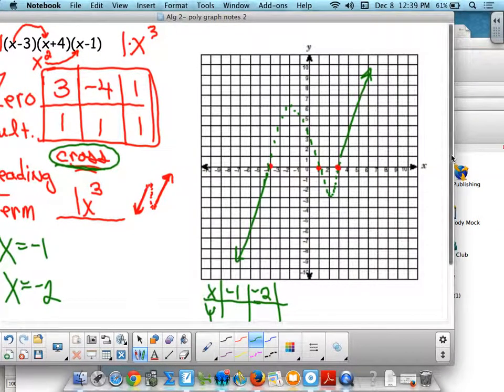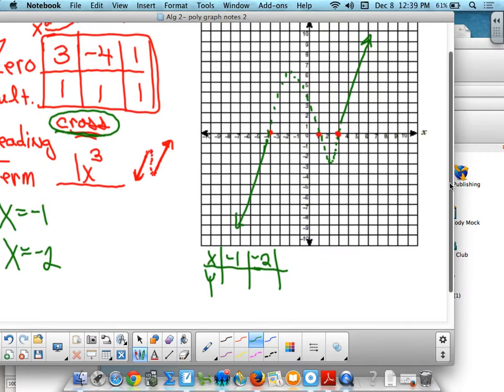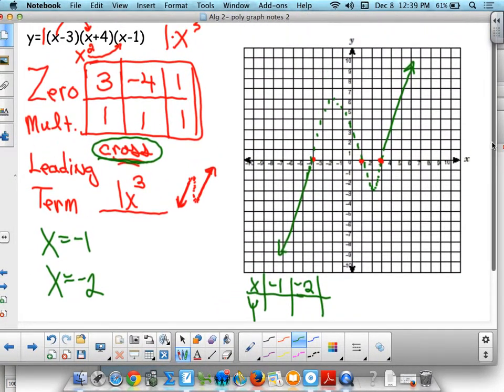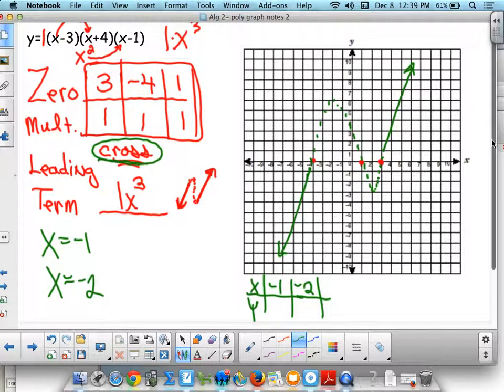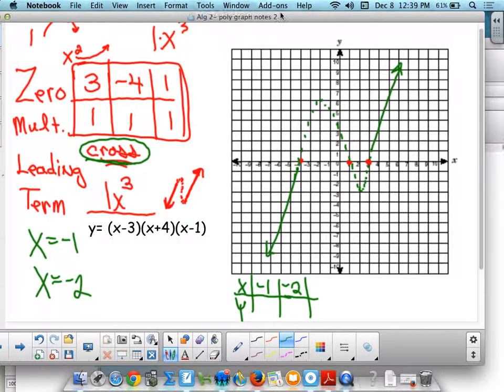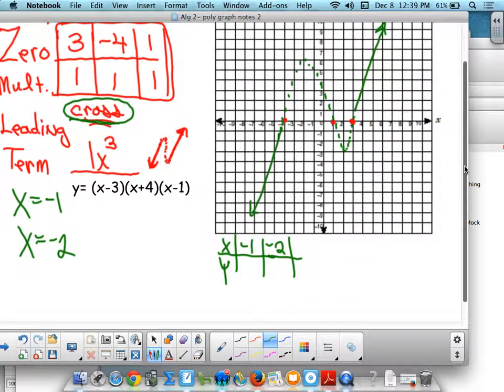Hang on. Uh-oh, I just lost my function. Okay, hang on. Let me try this. There it is. Nice. Okay, you guys ready? Now I lost period 4 on this, so please stay with me.